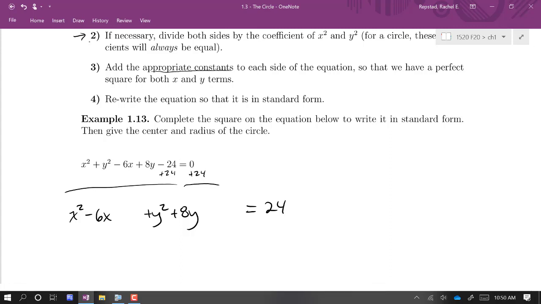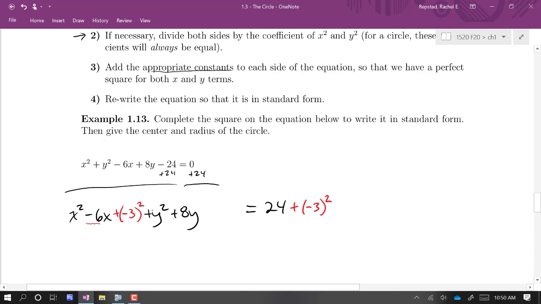So now that I've already done the organizing, I'm going to complete the square, and we're going to do it twice, one for the x's and one for the y's. I'm going to take a look at this coefficient on x. That is -6. I'm going to cut that in half, and I'm going to square it. So -3 squared. I've added the square of -3 to this side. I've got to do the same thing to this side.